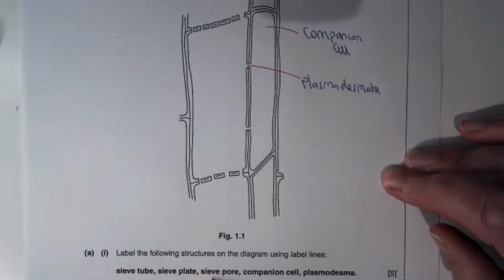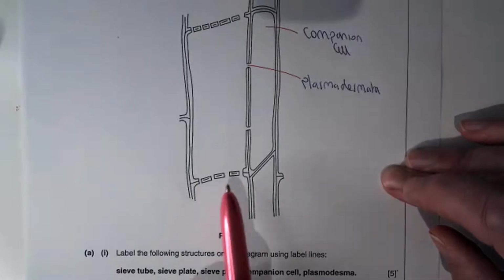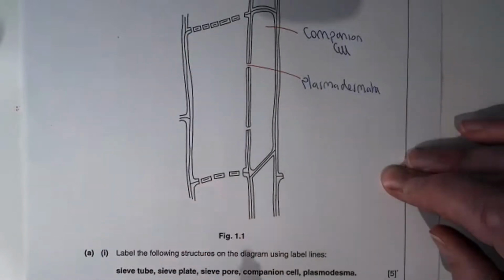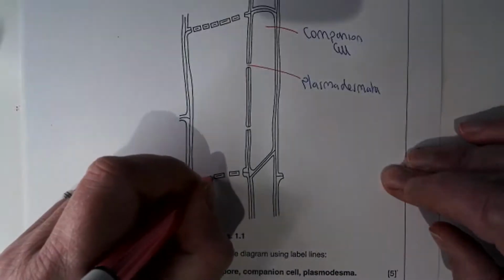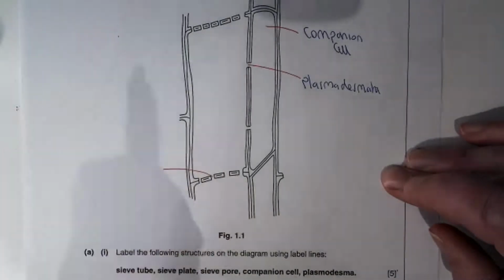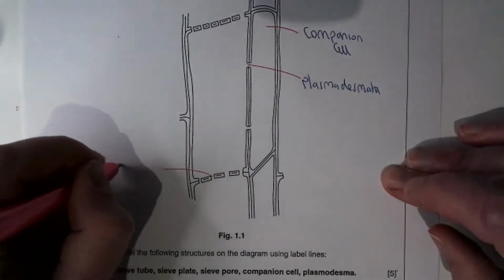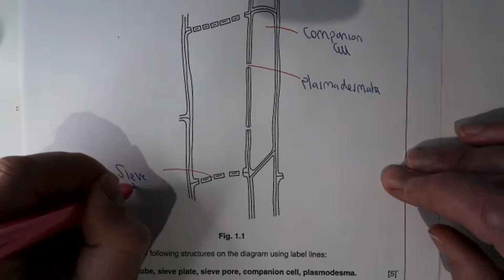We've then got to label a sieve pore. Sieve pores are gaps. So we've got the sieve plates here. The gaps between the sieve plates are the sieve pores. So we need a label arrow. And that's the sieve pore.